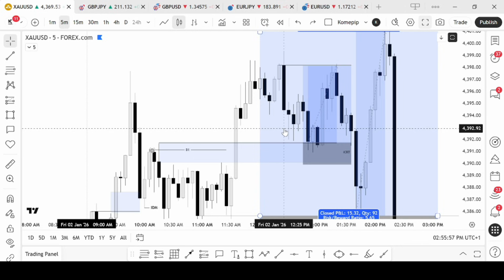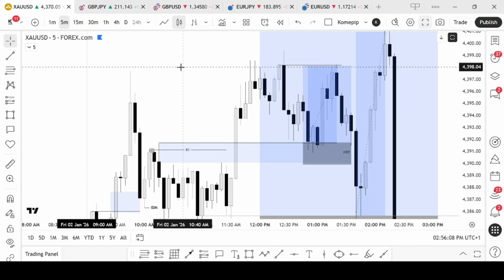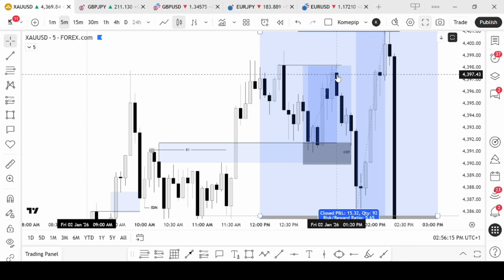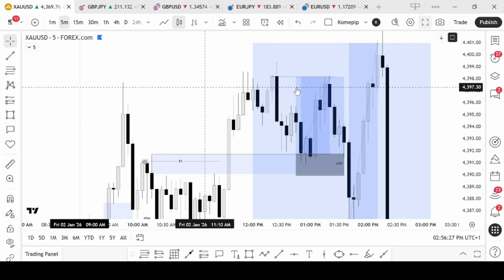It is all about understanding. Why? Because I felt that, okay, price might use this level to either retrace, to give a deep retracement. As a matter of fact, on the live call with the Komepips academy students, I told them that price might likely reverse or give a deep retracement from here. So during the live session, I started managing my setup, taking my profit from here. It's simple. Let me explain.